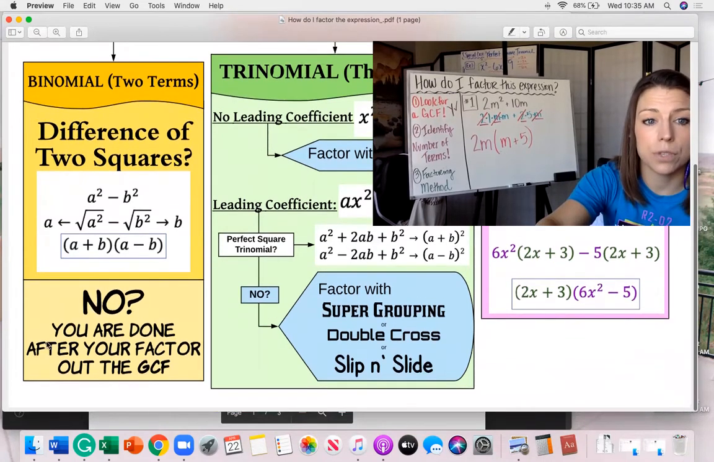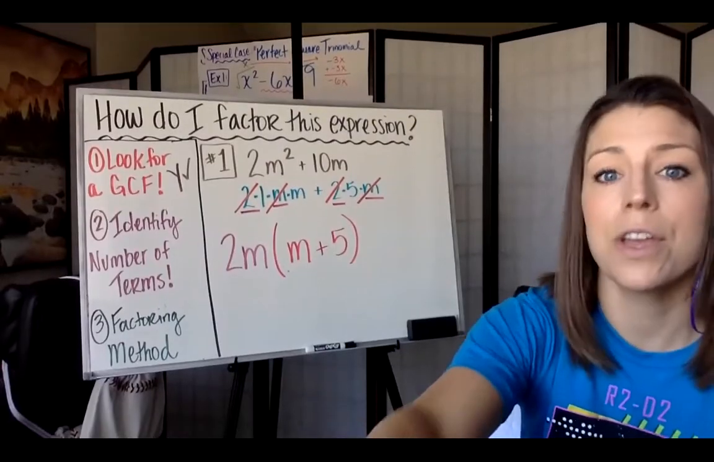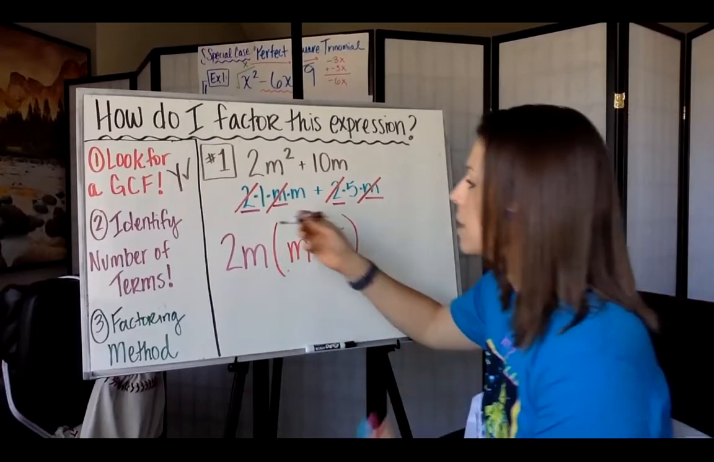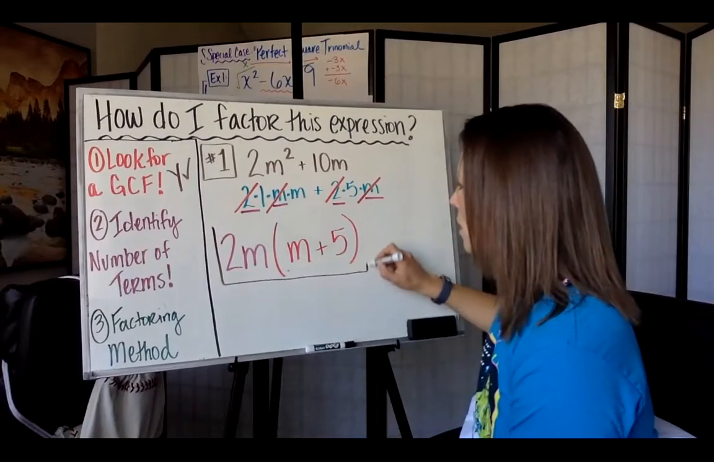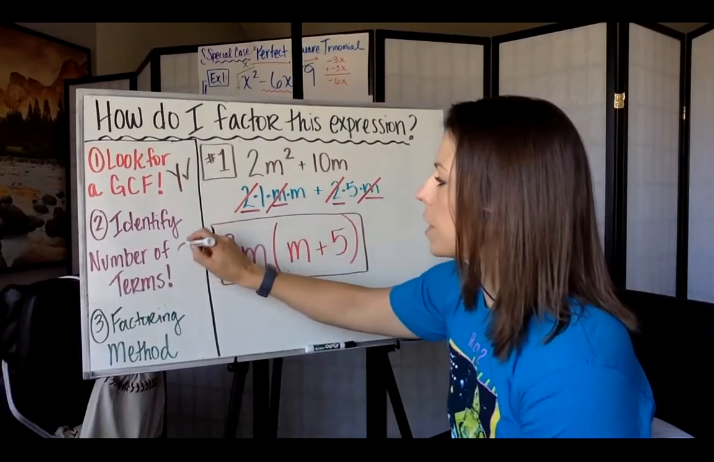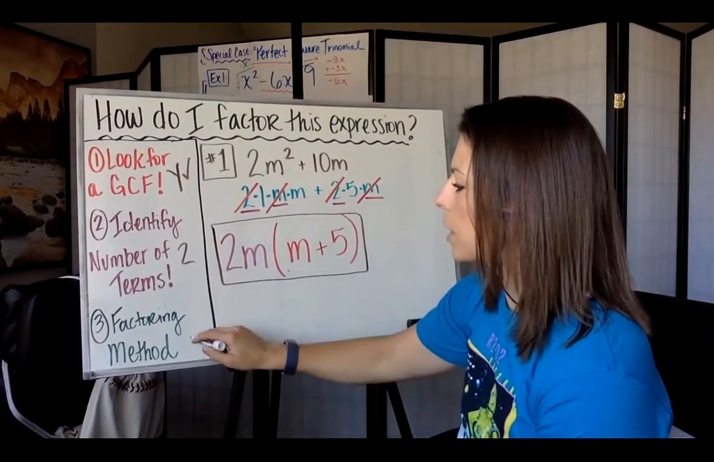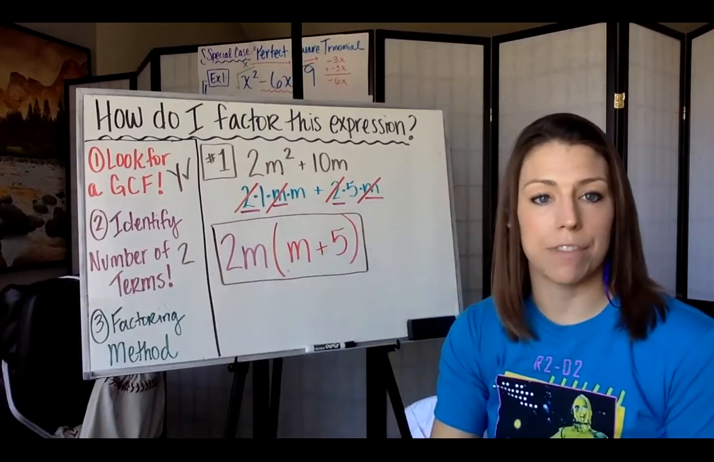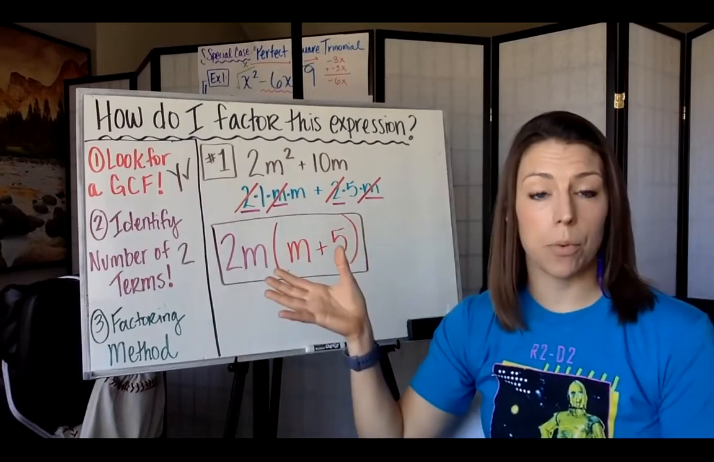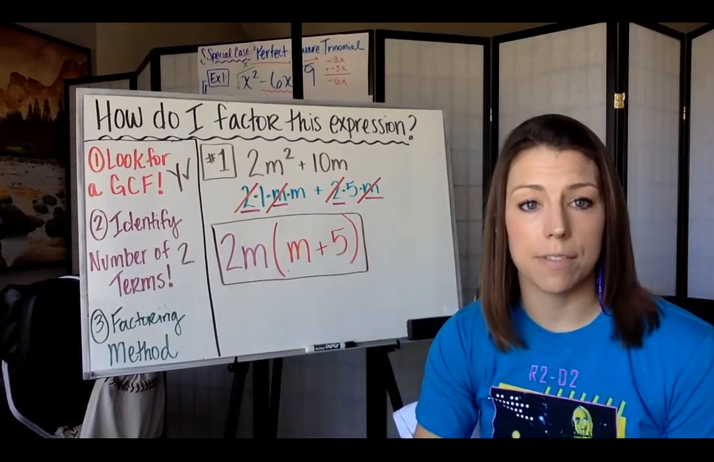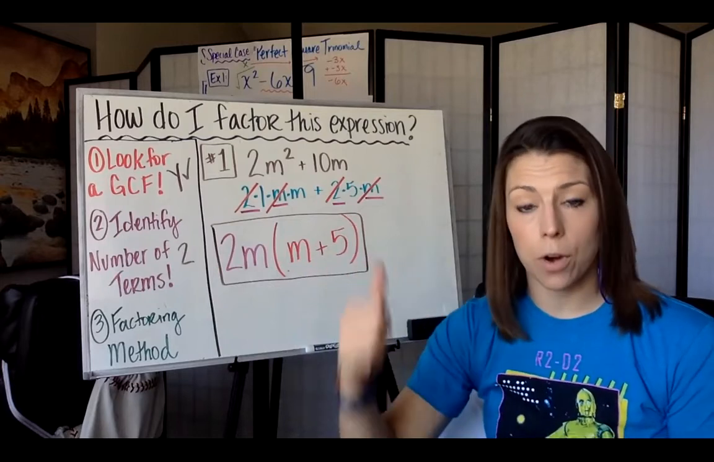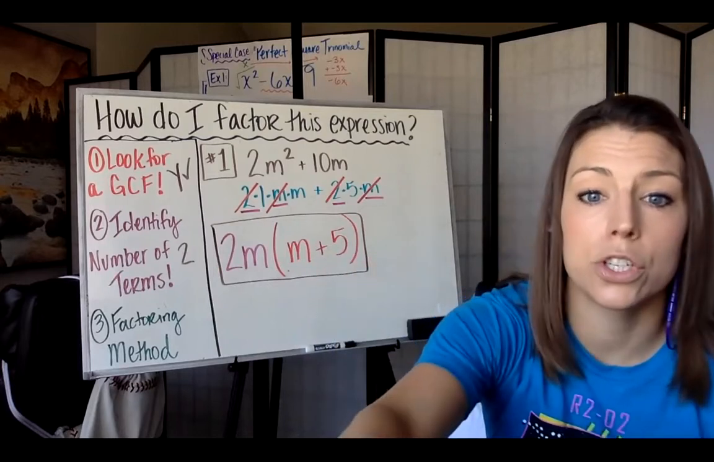If it's not a difference of 2 squares, guess what? You are done after you factor out the GCF, meaning this cannot be factored any further. You are done. You have fully factored a 2-termed binomial and you didn't even have to do an additional step. You're absolutely finished. So once you've done number 1 and you've copied it down, go ahead, pause the video now, try number 2, check it with the answer key, and then we're going to go ahead and look at number 3.